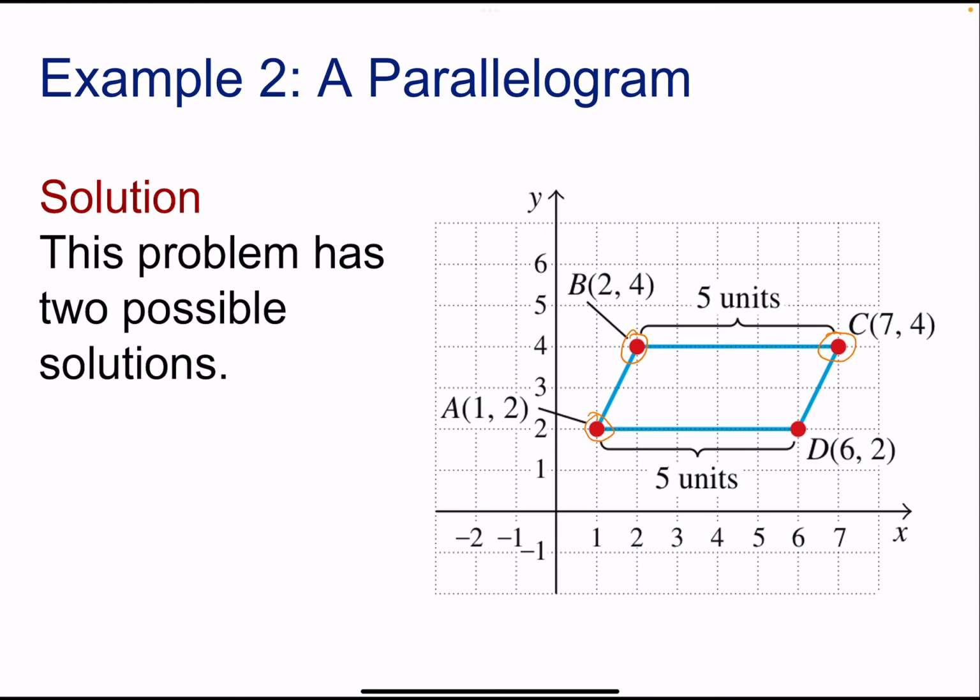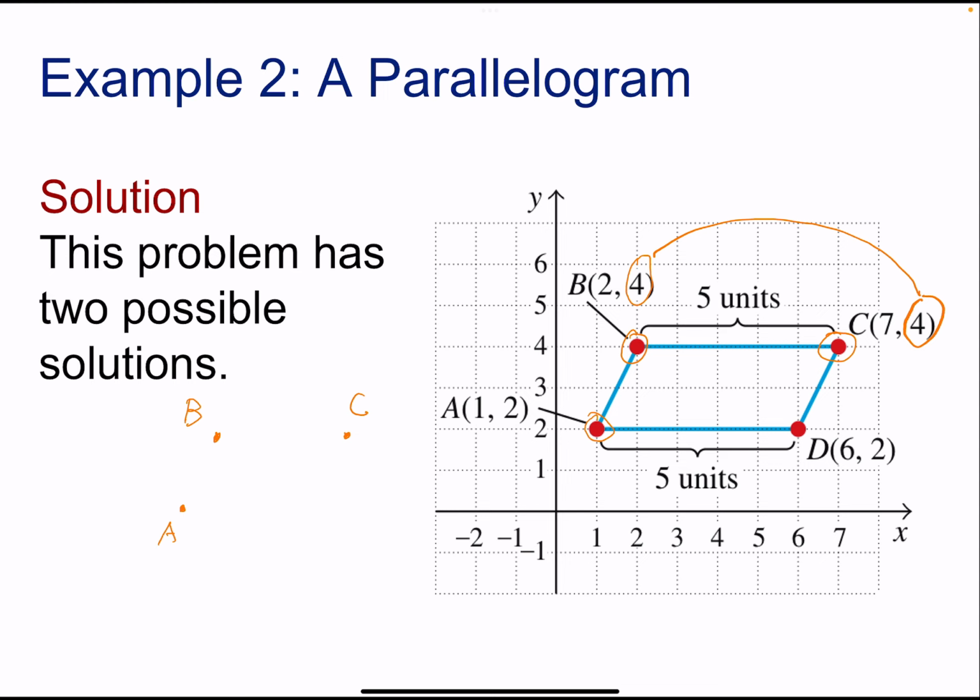Let me give you some idea here. So we got A, we got B, and we got C. A, B, C. Notice the y coordinate of B and C are equal. So that gives you a horizontal line BC.